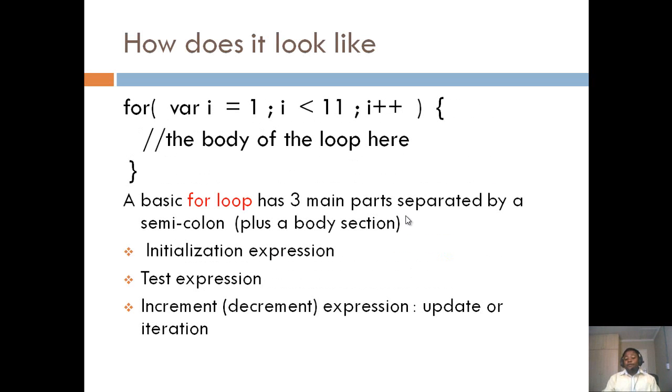So what does a for loop look like? Well, the very first thing I want to mention is that a basic for loop has three main parts, and these are of course expressions. All these parts are separated by a semicolon. So this is how it looks.